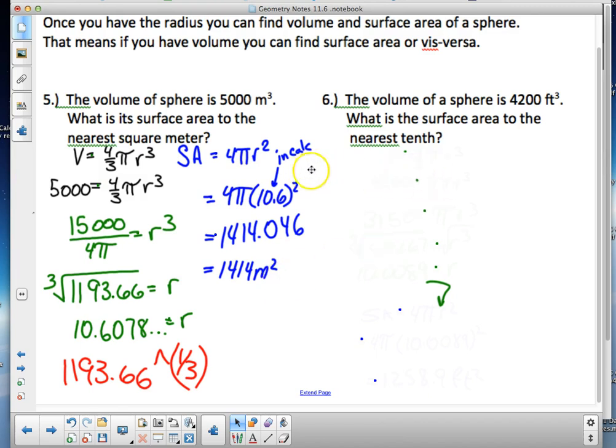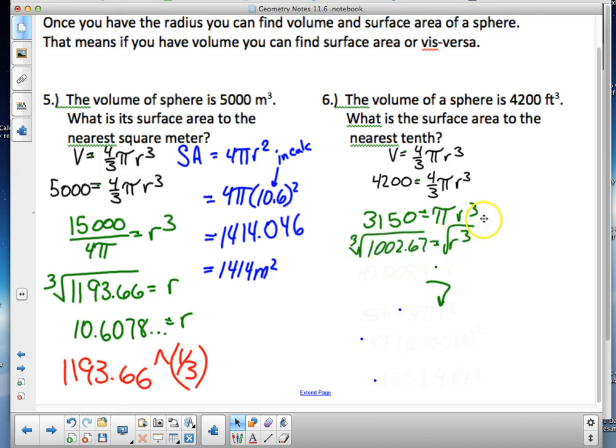Okay, welcome back. Again, I start with a volume. I plug in 4,200 for V. I multiply by 3, divide by 4, and then I divide by pi, and I'm here. I take the cubic root, and I'm here. At this point, remember this is algebra, so if you have any questions on the steps, we've got to talk. But you have a radius of 10.0089.